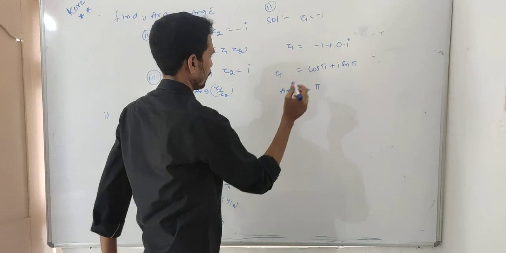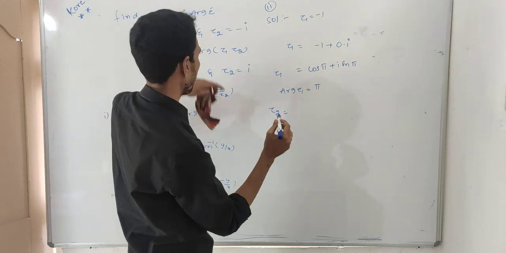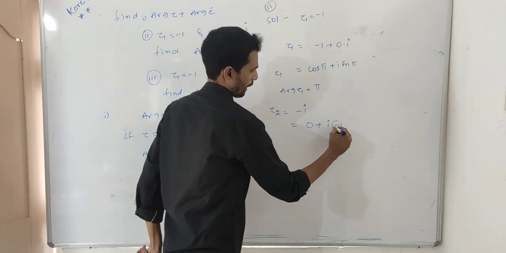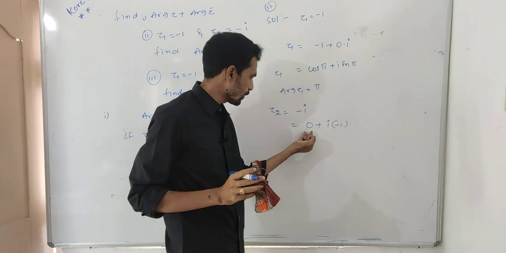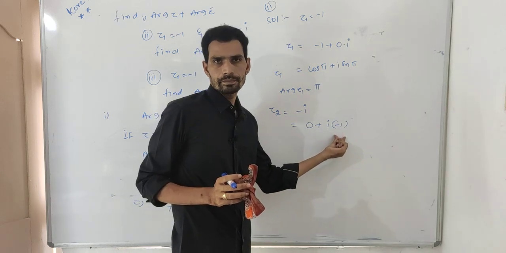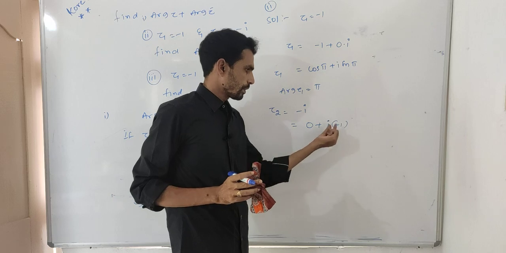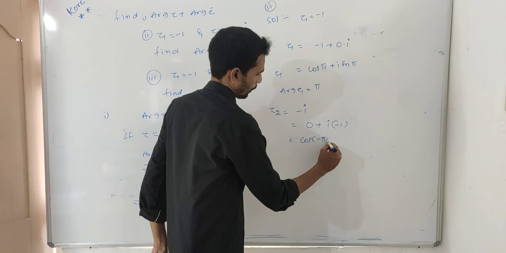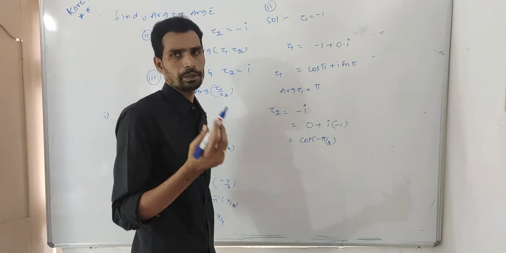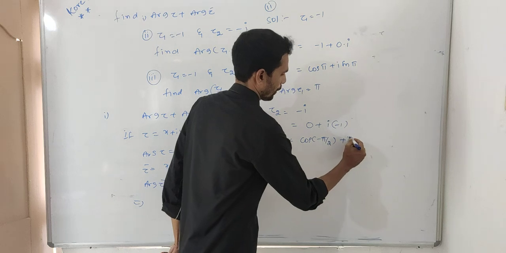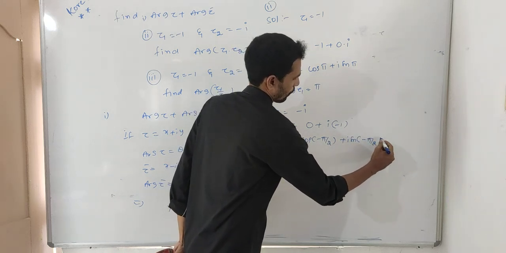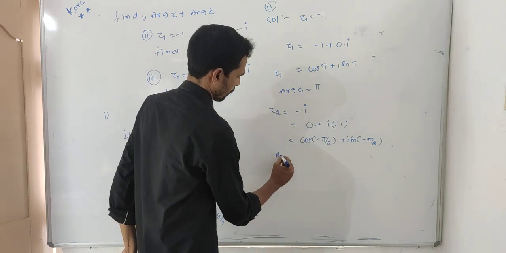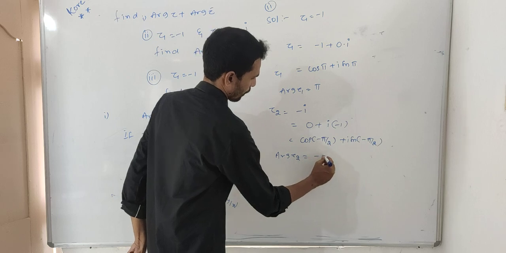Z1 value is minus 1 and Z2 is equal to minus I. Minus I can be written as 0 plus I into minus 1. What do you want? Cos value is 0, sin value is minus 1. So cos value 0 means cos of minus pi by 2, which is equal to 0 only. I into sin of minus pi by 2. Why? Because I want minus 1, and sin pi by 2 value is only plus 1. So what is the arg Z2? Arg Z2 is equal to minus pi by 2.